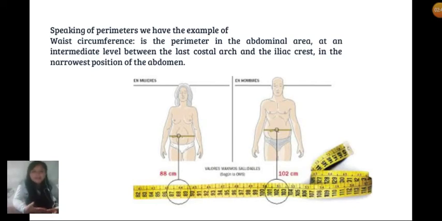Speaking of perimeters, we have the example of waist circumference, which is the perimeter in the abdominal area at an intermediate level between the last costal arch and the iliac crest, in the narrowest position of the abdomen. If the narrowest area is not apparent, the measurement level is arbitrarily decided. The juxtaposed tape technique is used to help keep the tape horizontal.